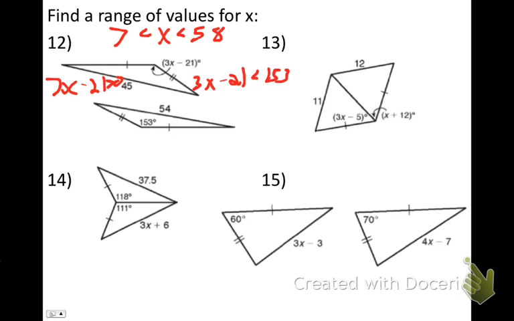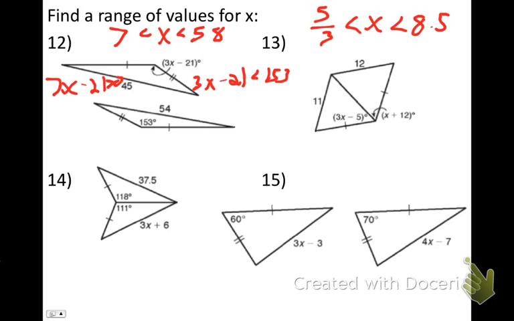What do you get for number 13, Tina? I have 5/3 is less than x, which is less than 8.5. That's correct. Now, when you give both of them, that's okay.